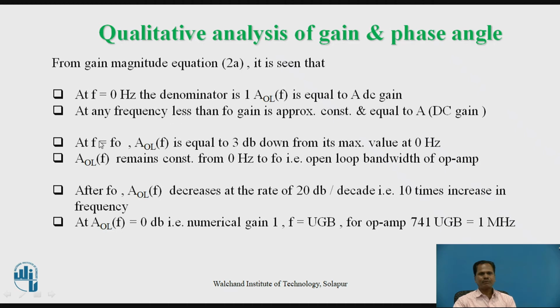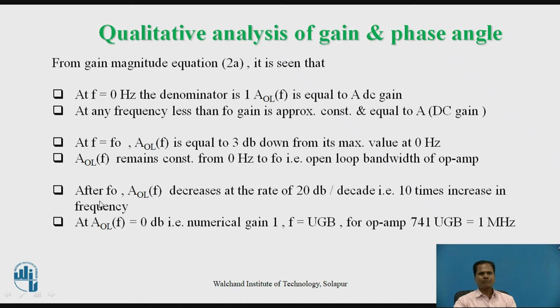At frequency f equal to FO, where FO stands for break frequency, the voltage gain of the operational amplifier as a function of frequency is 3 dB down, 3 dB less than its maximum value at 0 Hz. The maximum value at 0 Hz is the DC gain of the operational amplifier. So the open loop gain remains constant from 0 Hz to FO. That is the open loop bandwidth of the operational amplifier. The frequency range from 0 Hz to FO provides the open loop bandwidth of the operational amplifier.